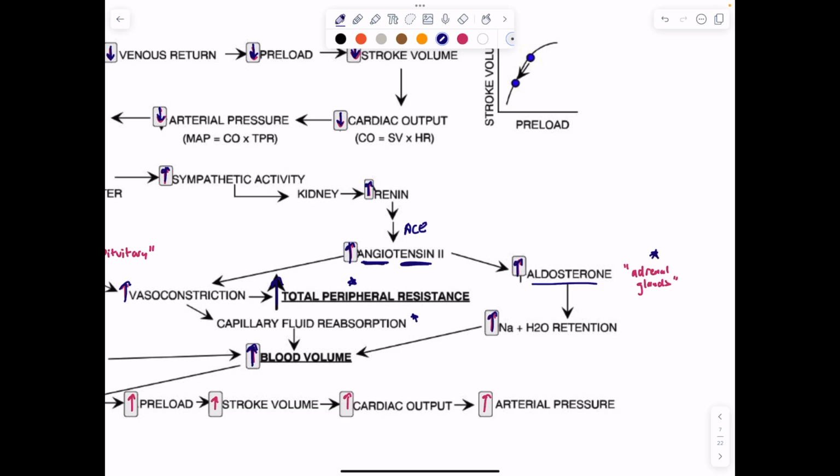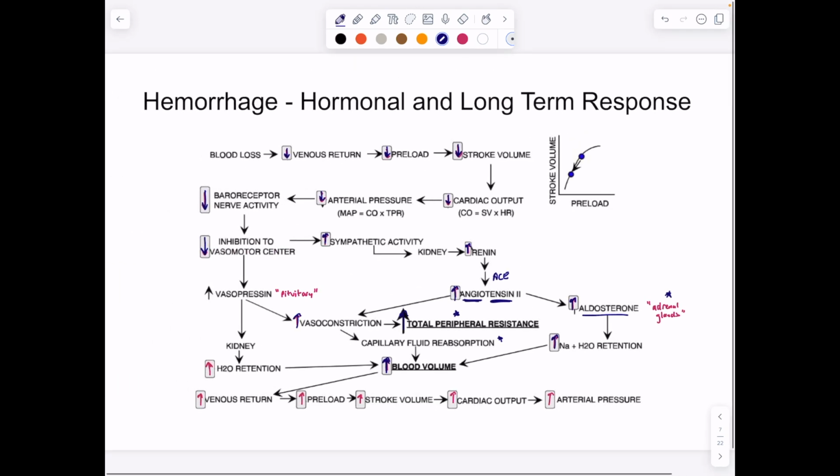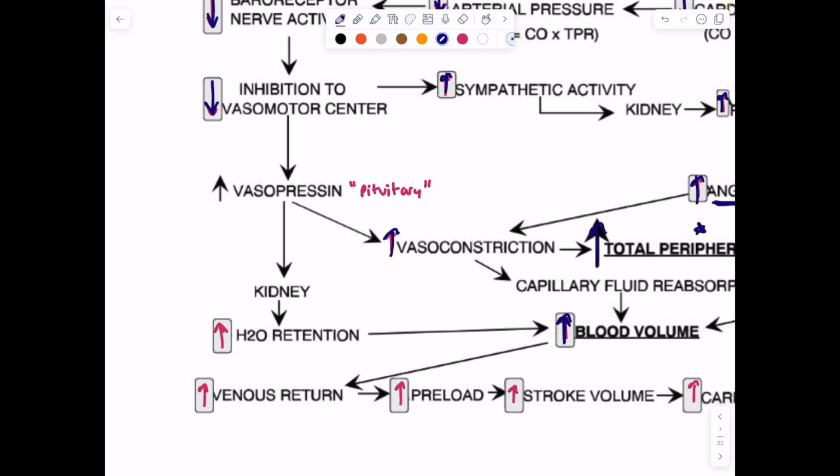Aldosterone is going to increase sodium and water retention, and that will also increase blood volume. And then inhibition of the vasomotor center is also going to increase vasopressin, released by the pituitary gland. We like vasopressin because it's pressin on the vasos, right? It is a vasoconstrictor.